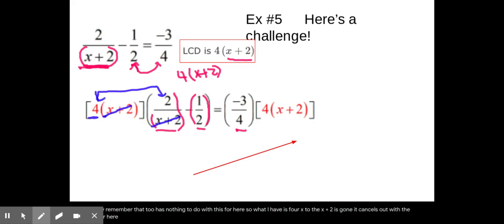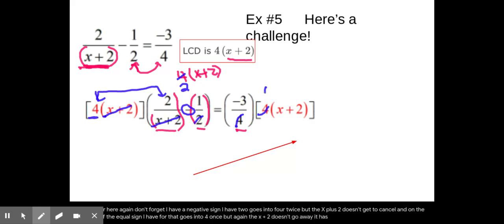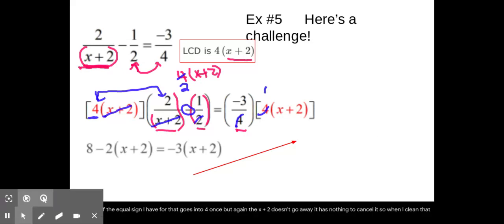Here, again, don't forget I have a negative sign. I have 2 goes into 4 twice, but the x plus 2 doesn't get to cancel. And on the other side of the equal sign, I have 4 that goes into 4 once, but again, the x plus 2 doesn't go away. It has nothing to cancel with.